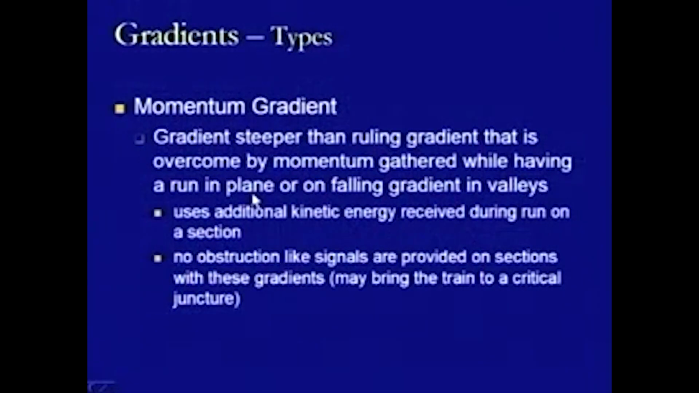But because this will be creating a loss in the power of the locomotive, just before a momentum gradient, we provide a plane gradient, so that the locomotive can recoup its power, or a falling gradient is provided which gives additional kinetic energy, so that with the help of this additional kinetic energy the steeper gradient can be traversed. And in such cases where these momentum gradients are provided, no obstructions like signals are provided on these sections, otherwise it will bring the train to a critical juncture, that is, it will not be in a position to move forward.